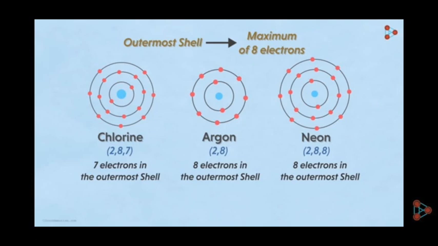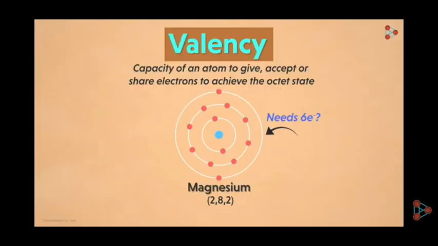Now have a look at magnesium. Configuration of magnesium is 2,8,2 because its atomic number is 12. First orbit cannot have more than 2. Second cannot have more than 8. Remaining 2 will go to third orbit. So configuration is 2, 8, 2.